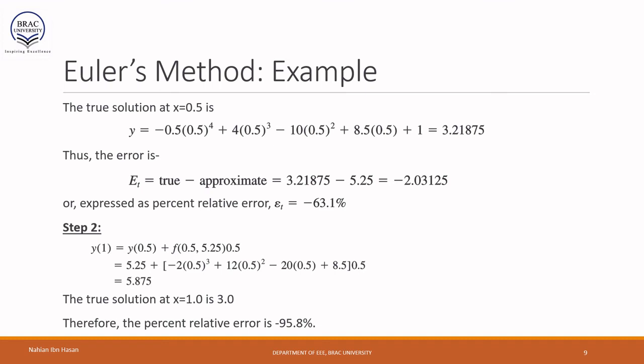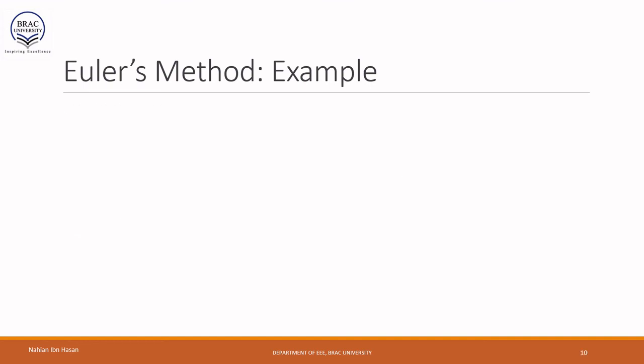5.875. And at this point x equal to 1, the true solution is 3, and we have got the result 5.875. So if we calculate the percent relative error, it is approximately 95.8%, which is a huge error.